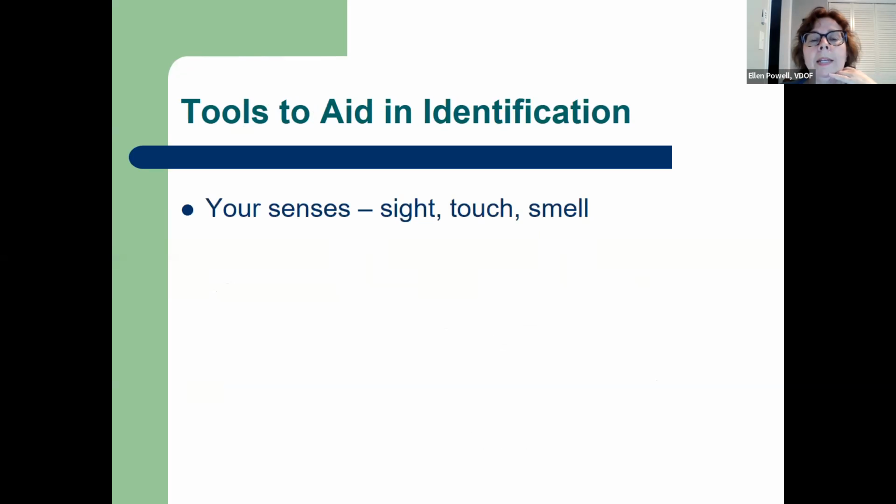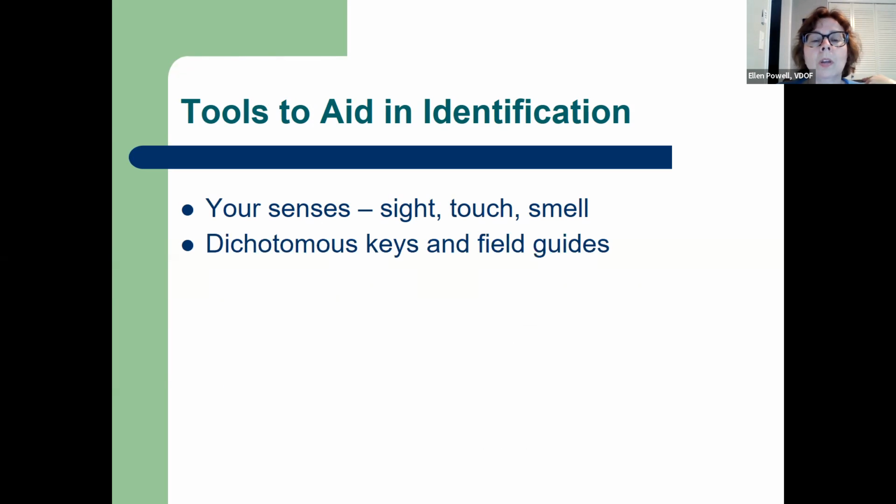So some tools you might need when you're identifying trees. Your senses are the best. What does it look like? What does it feel like? Sometimes, what does it smell like? A dichotomous key is really important. We're going to go over that in just a minute.